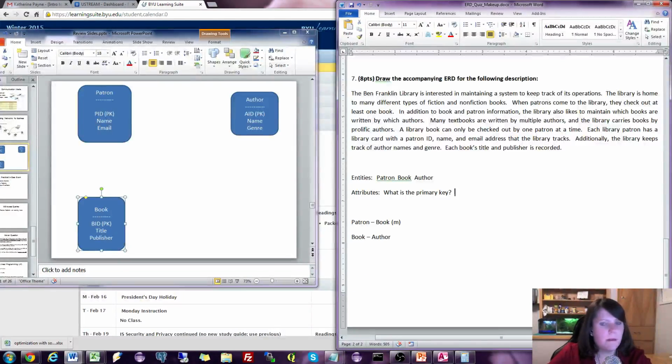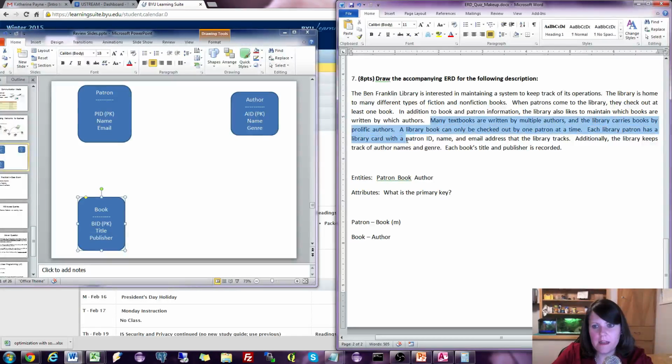Okay, and then many-to-many, I think we'll see an example of that very shortly. Basically, both primary keys become the primary key for the intersection. Okay, all right, so we were talking about book author.